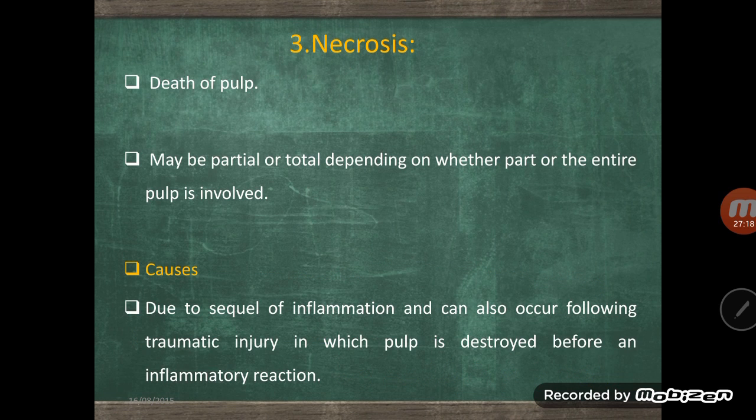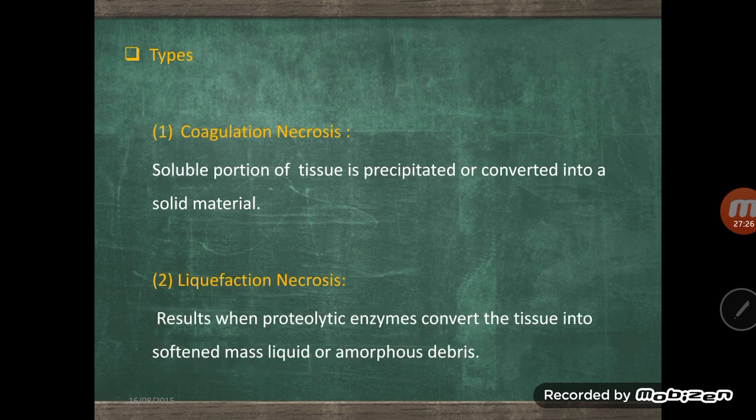And necrosis is nothing but death of the pulp, maybe partial or total, depending upon whether part or the entire pulp is involved. The cause can be a sequel of inflammatory reaction, but these two words are very important: coagulative necrosis and liquefaction necrosis. Coagulative necrosis is when a soluble portion of the tissue is precipitated or converted into a solid material, whereas liquefaction necrosis results when proteolytic enzymes convert the tissue into a softened mass, liquid or amorphous debris.